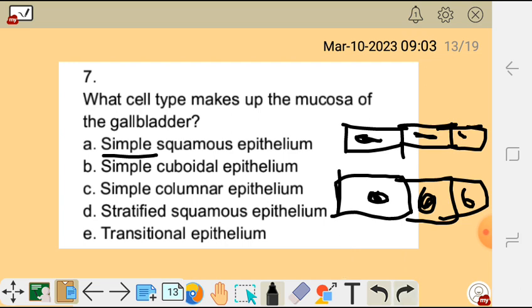So the cell type that makes up the mucosa of the gallbladder is the simple columnar epithelium. We are going to find simple columnar epithelium in the gallbladder. So the correct answer is C.